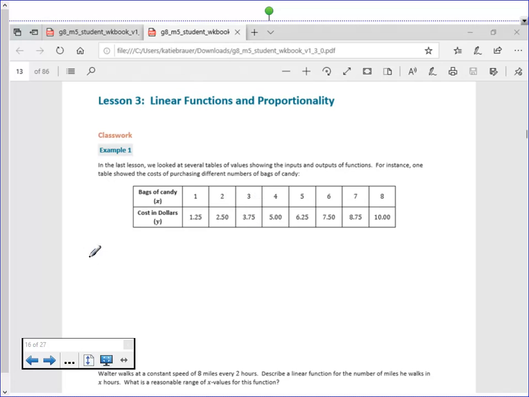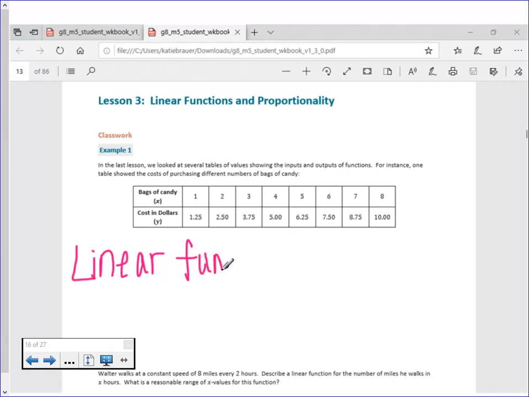Today we're talking about something called a linear function. We talked about what a function was yesterday. Function just means every input has one output. So if you looked at your x values, was there anything repeated? 1, 2, 3, 4, 5, 6, 7, 8. Was there anything repeated in my x's? No, so we know that this is a function.